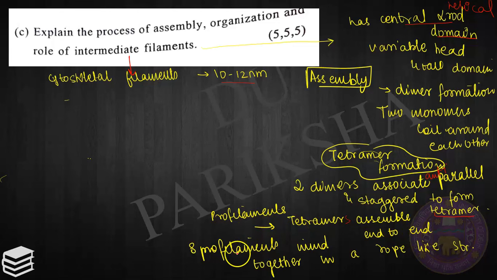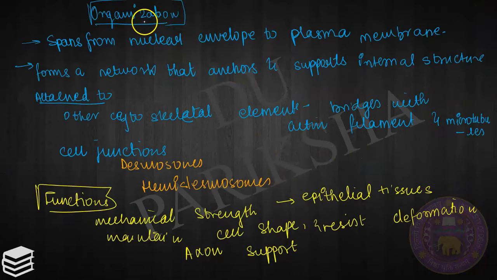After that, 8 protofilaments wind around together in a rope-like structure, or they associate laterally into a rope-like filament that is 10 nanometers thick to form the final filament. Protofilaments bind together in a rope-like structure to form the final intermediate filament. Now their organization in the cell.